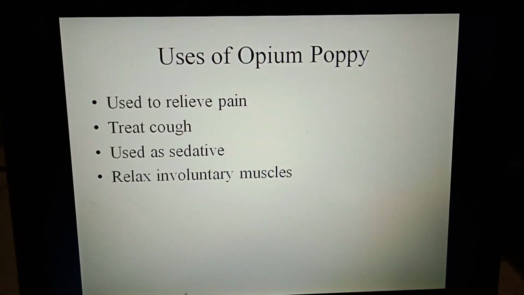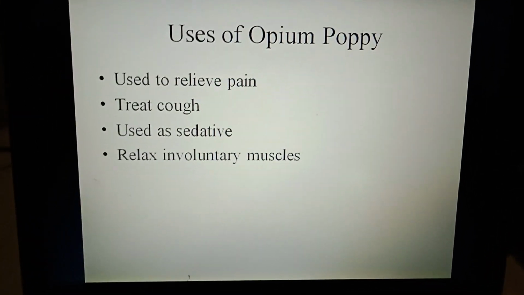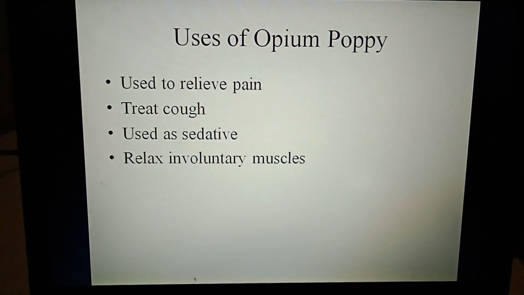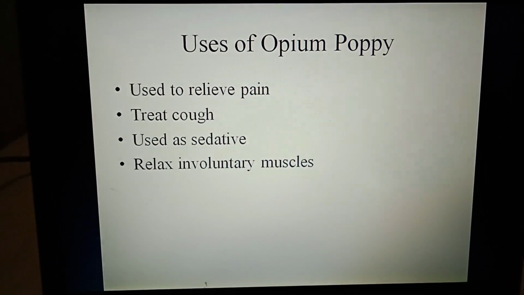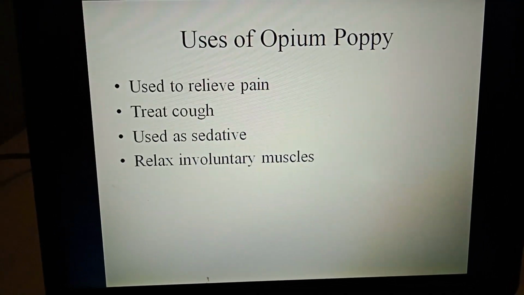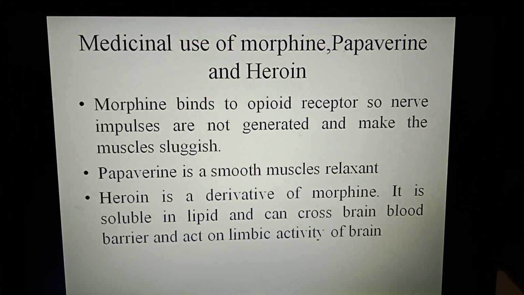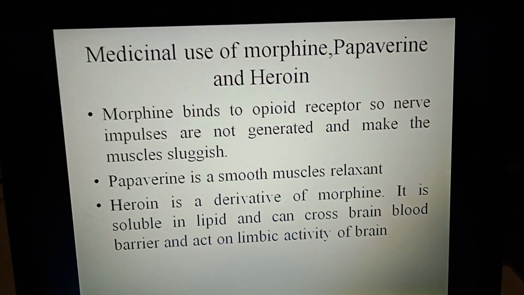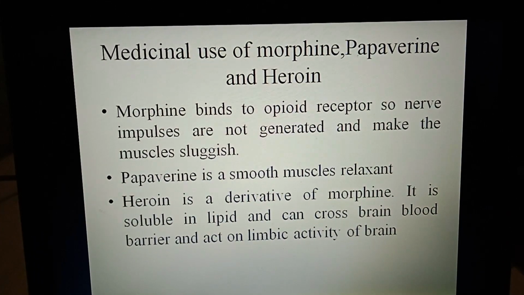So when we are dealing with the uses of this particular opium poppy, it is mainly used to relieve pain. It is also used to treat cough, and it is used as a sedative. The main use, you can say, is as a sedative, and it is also used to relax the involuntary muscles. When we are dealing with the main chemical constituents of this opium poppy plant, or the Papaver, it consists of morphine, papaverine and heroin.